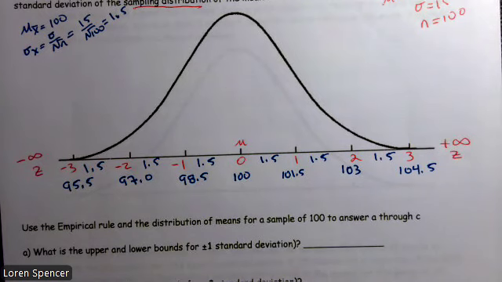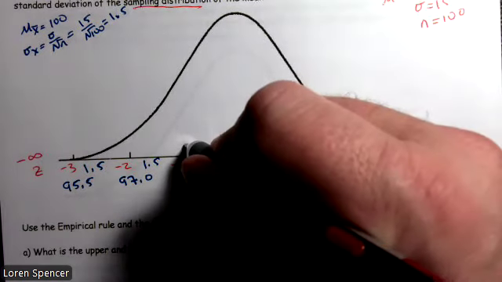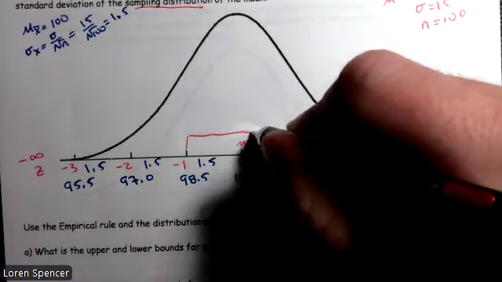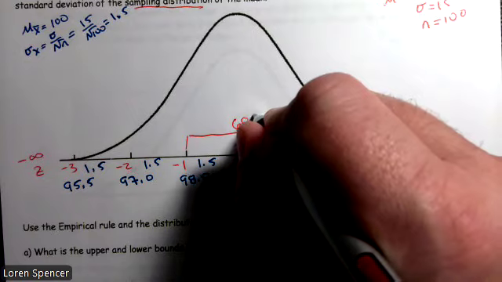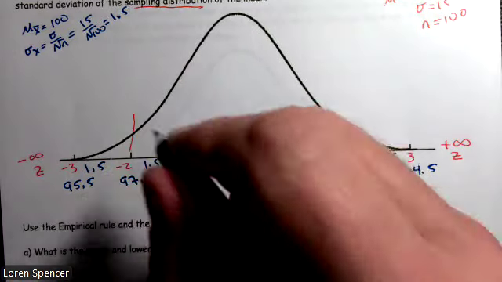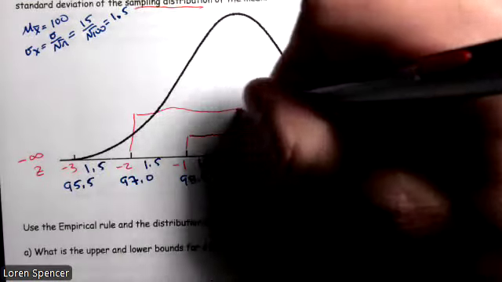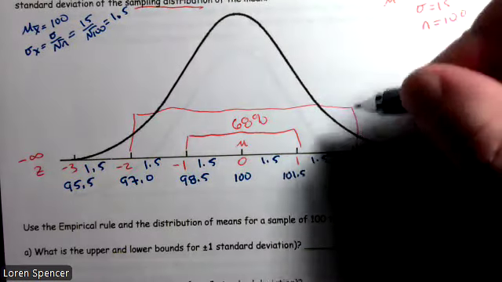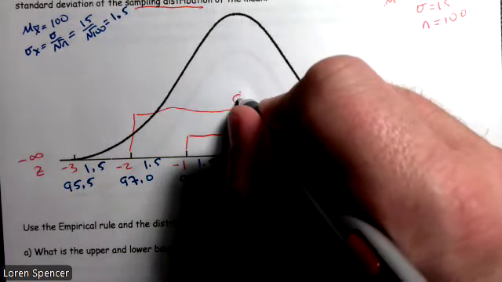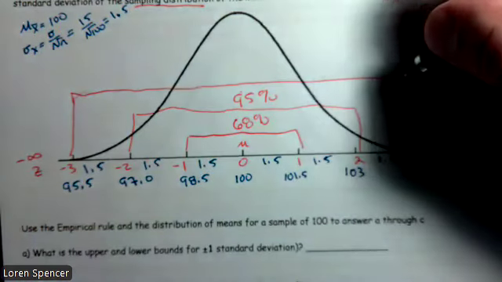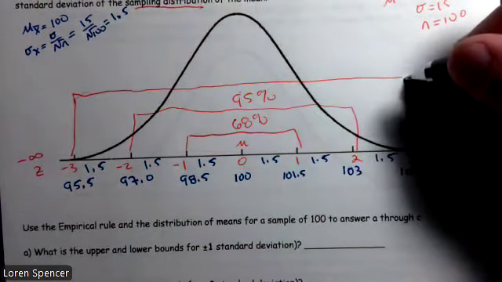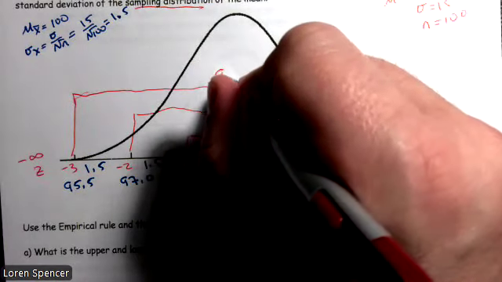We also need to put our labels in for our empirical rule. This is 68%. This is 95%. And this is 99.7%.